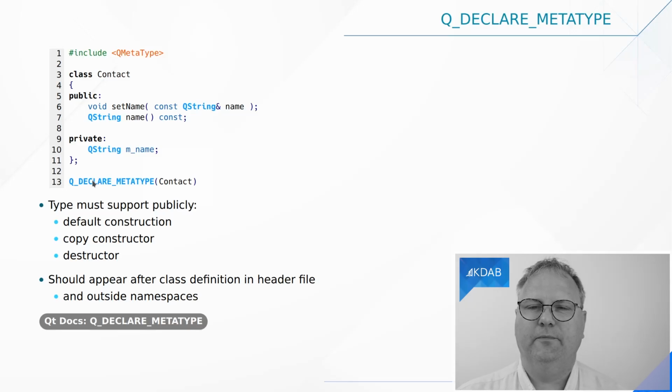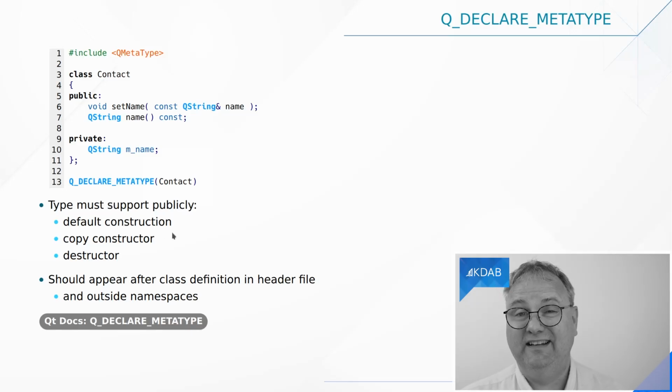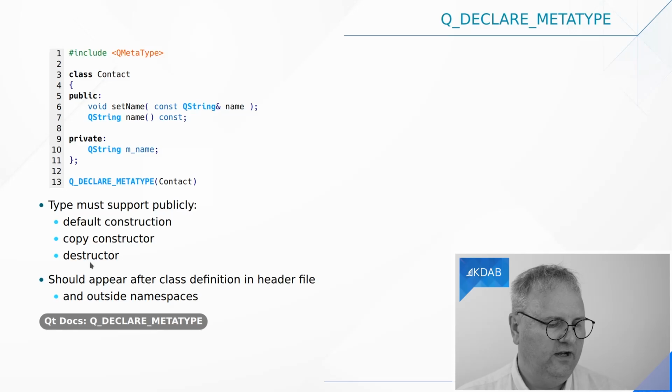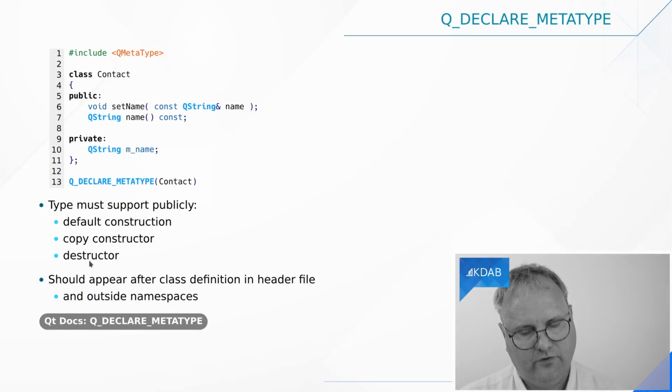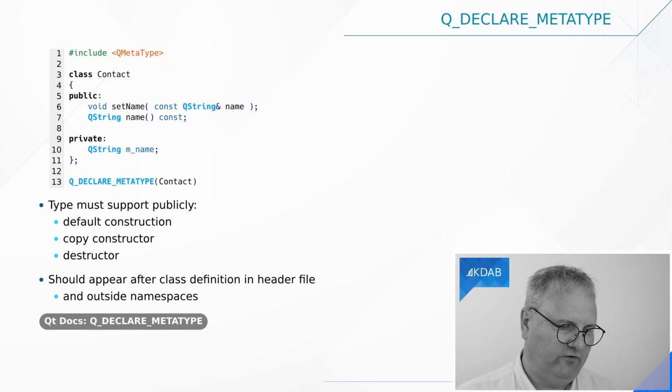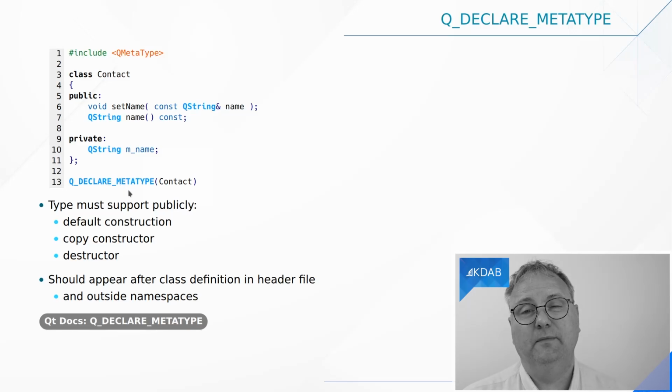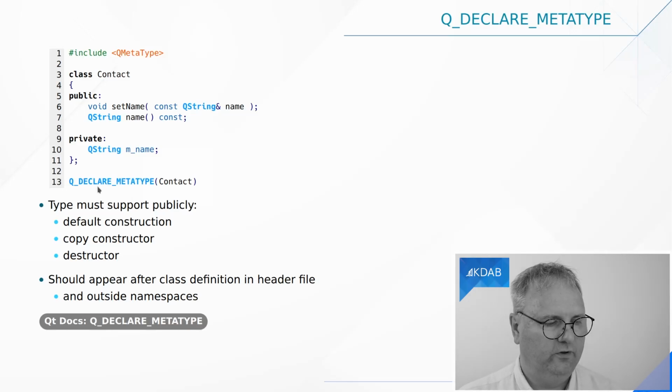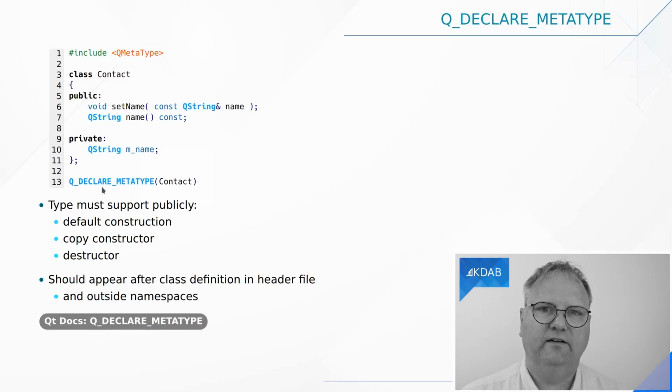For your custom types to be able to go into QVariant, you need to have a default constructor, a copy constructor, and a destructor, and they of course all need to be publicly available so that the magic, let's call it magic, actually works for Qt. If you have your class inside a namespace, say namespace foo, and then end of the namespace here, then the Q_DECLARE_METATYPE needs to be outside of any namespace. So you would here write Q_DECLARE_METATYPE foo::Contact.